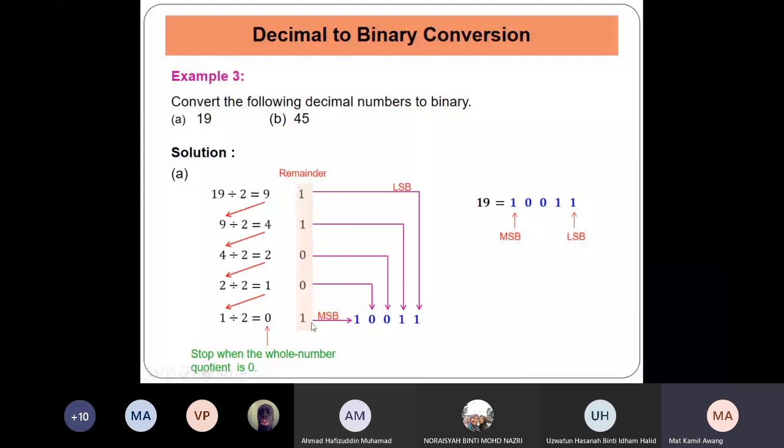When the quotient is equal to 0, you stop. You don't continue because you are done. Then you write based on the MSB. Basically, you write from the bottom to the top as your solution. So you get 1, 0, 0, 1, 1.